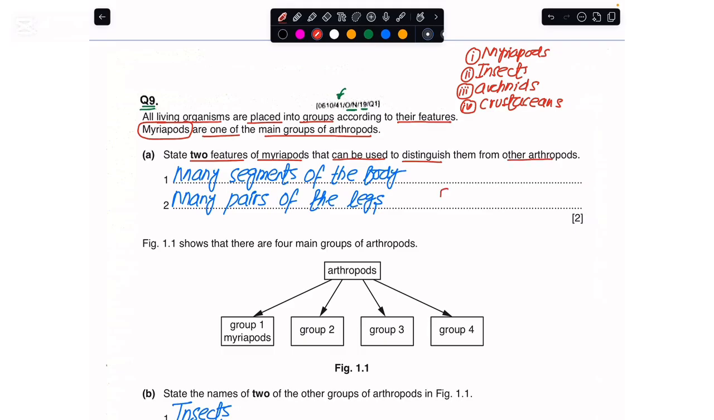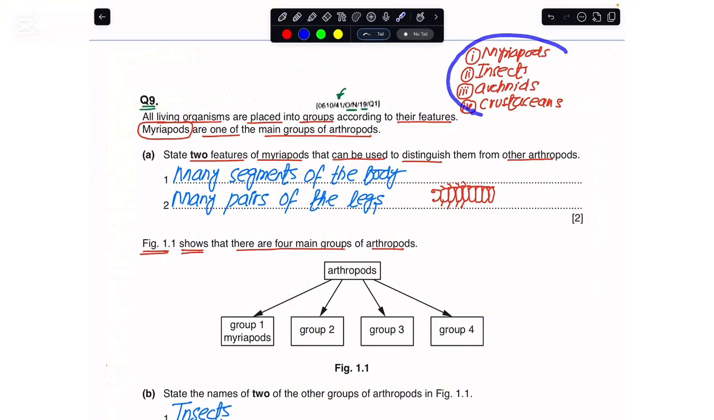You see, the myriapods like the millipedes and the centipedes have many segments of their body, and in each segment we have paired legs. Also, the myriapods have one pair of antennae. So you can write any two out of it. You would say that their body has many segments and they have many pairs of legs in them. For this part, they say figure 1.1 shows that there are four main groups of arthropods.